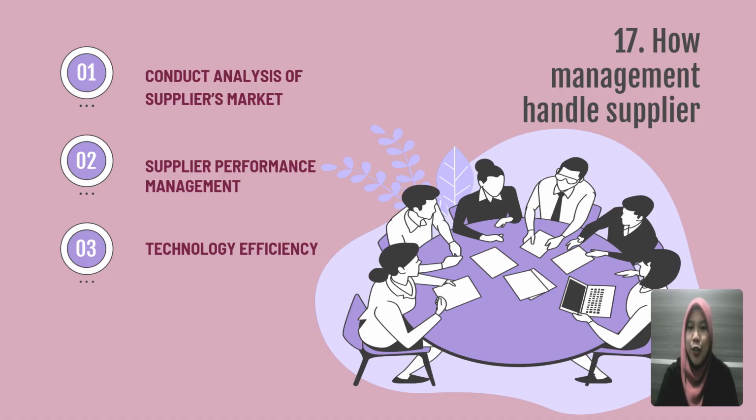Thank you, Anis. We will continue with how MRP actually helps management in handling suppliers. Firstly, it conducts analysis of the supplier market. Through this, management teams can understand what they may be facing. In addition, MRP helps management supervise suppliers' performance and identify areas for improvement. Lastly, technology efficiency. Technology efficiency provides suppliers with direct and real-time data. Therefore, it can save management time and energy in providing the data and also increase supplier effectiveness. Okay, next I will pass to the next presenter.